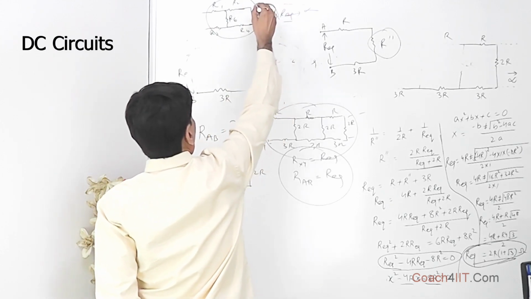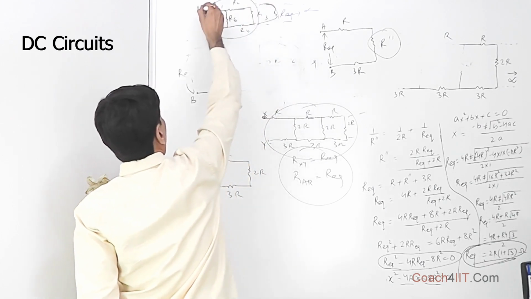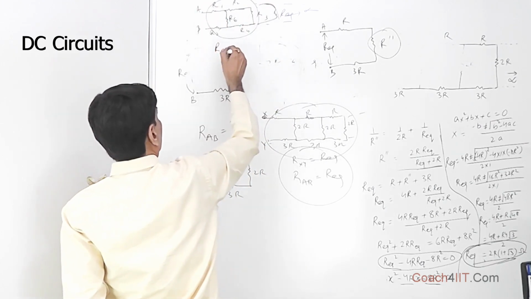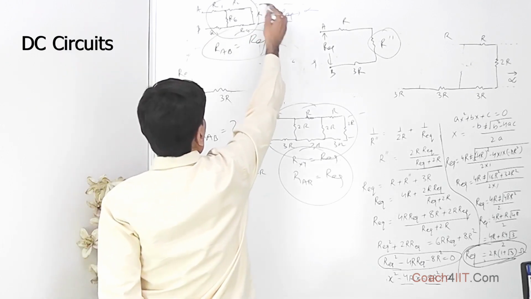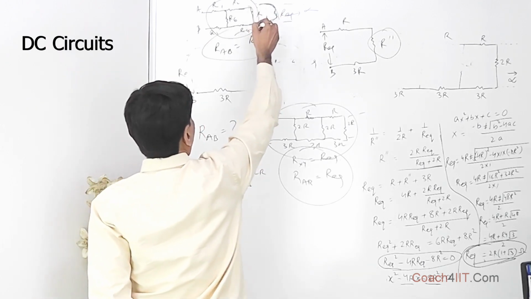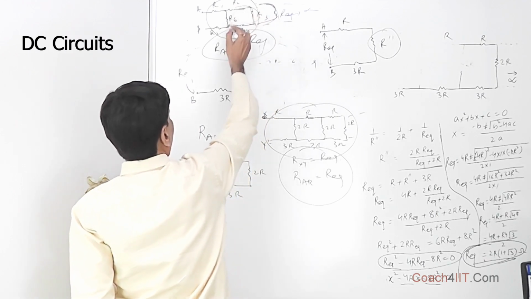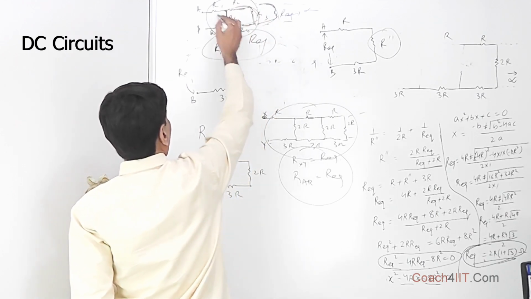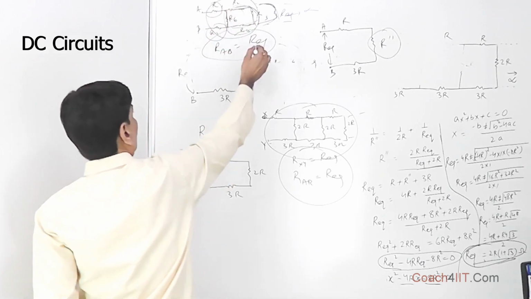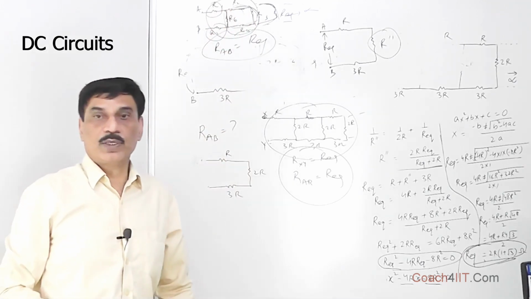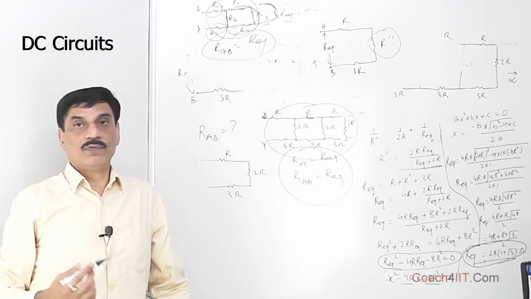Now you solve it, and between A and B, once again you put it equal to R equivalent. You solve it: this and this that is parallel, then this that is in series, then this and this is parallel, then this and this that is in series, and that makes it equal to R equivalent only. You will get some equation, you can solve it to get the value of R equivalent.